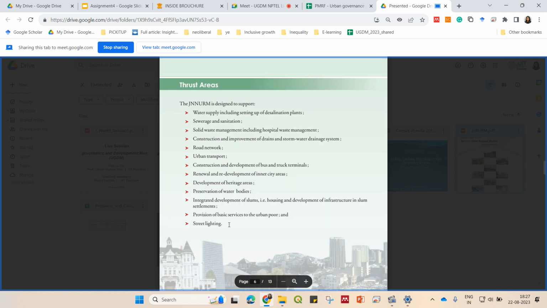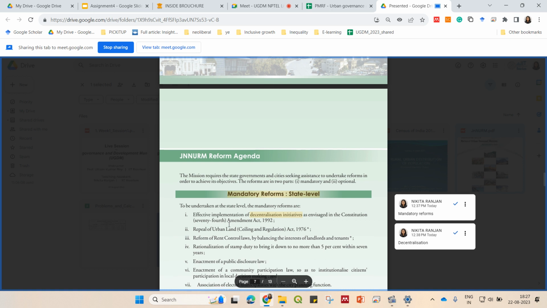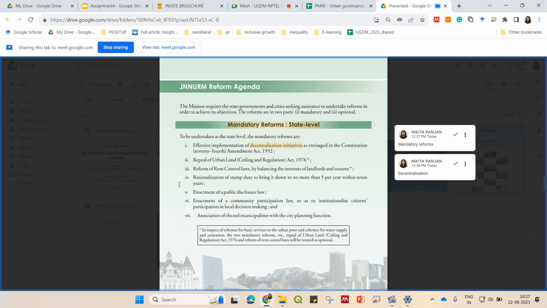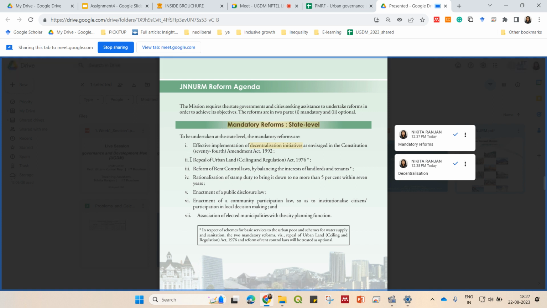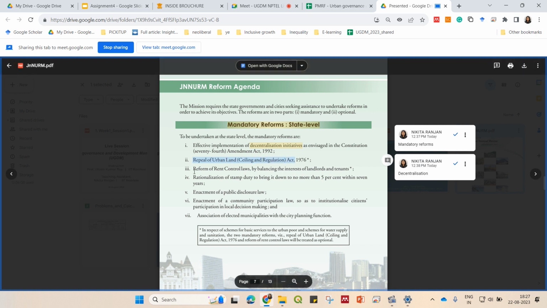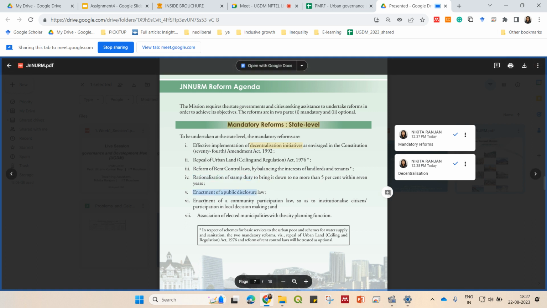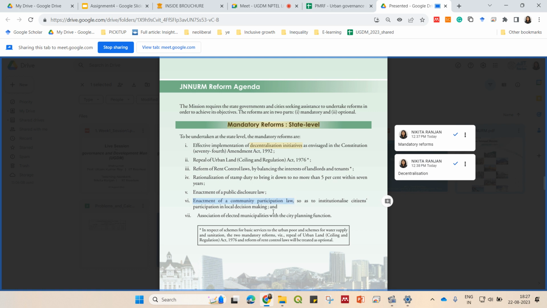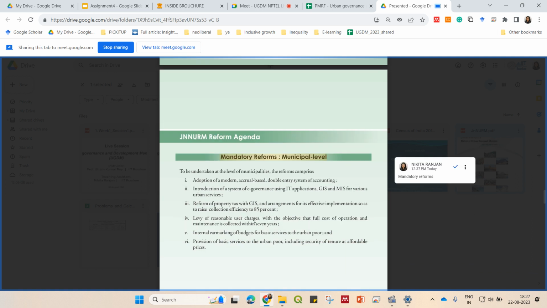You can even see their thrust areas. What are the particular thrust areas in urban development which this program focused on? And here in the reform agenda specifically, you can see what are the reforms they suggested. So you can see here they suggest mandatory reforms at the state level, which includes things like repeal of the Urban Land Ceiling Act, reform of rent control laws, rationalization of stamp duty, enactment of public disclosure laws, enactment of participation law, things like that. So these are on the state level. So mandatory reforms at the state level.